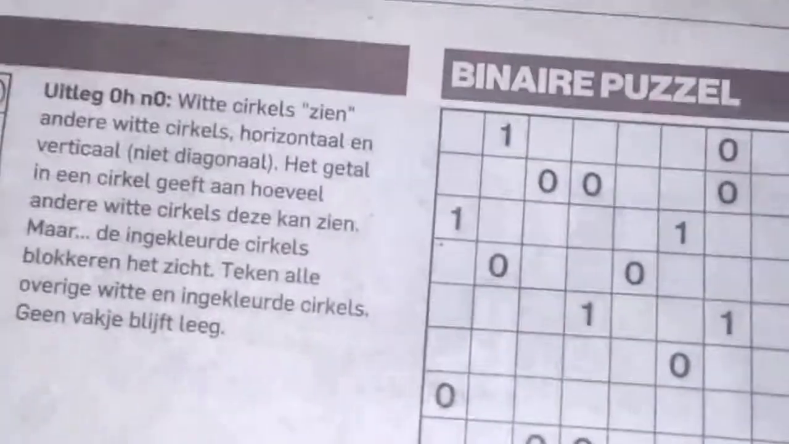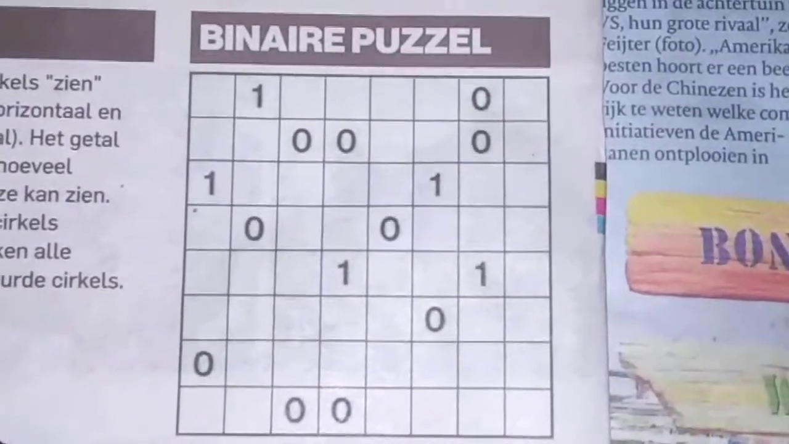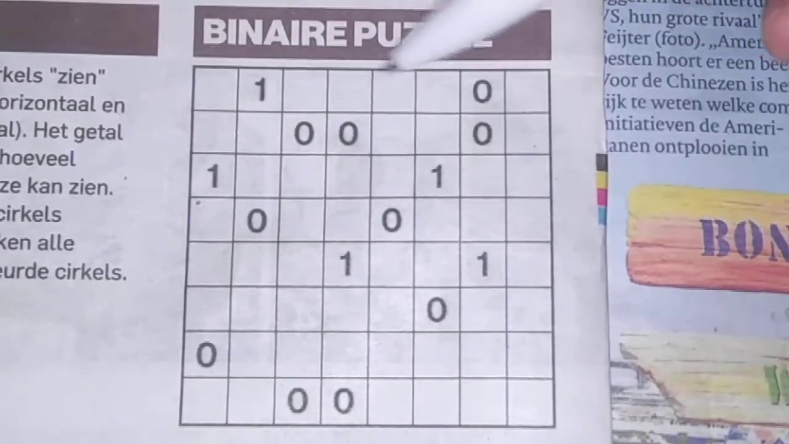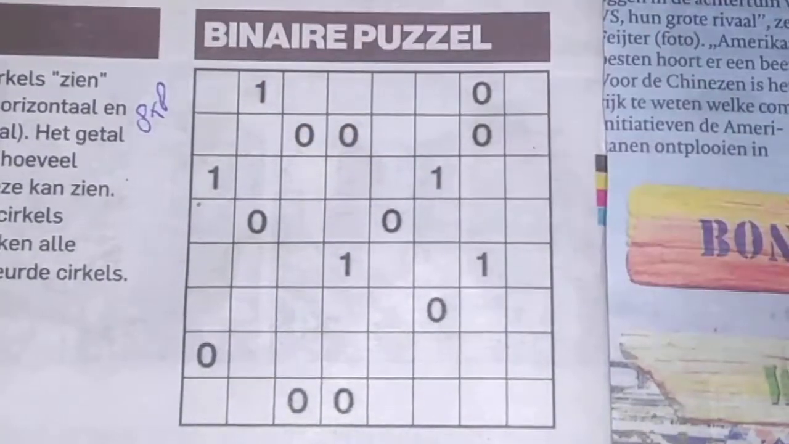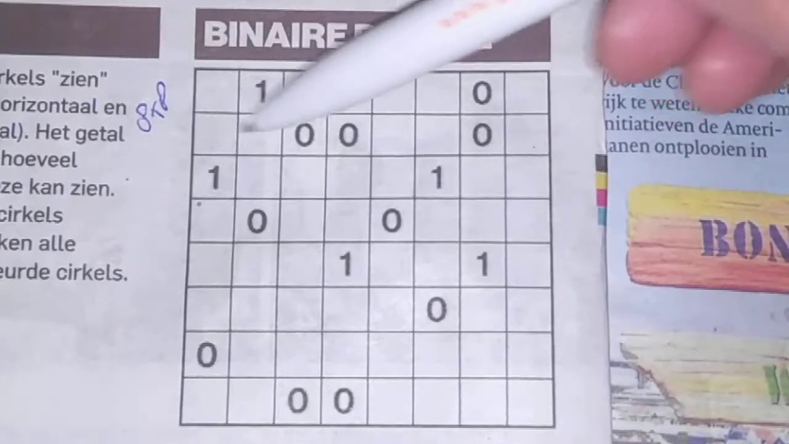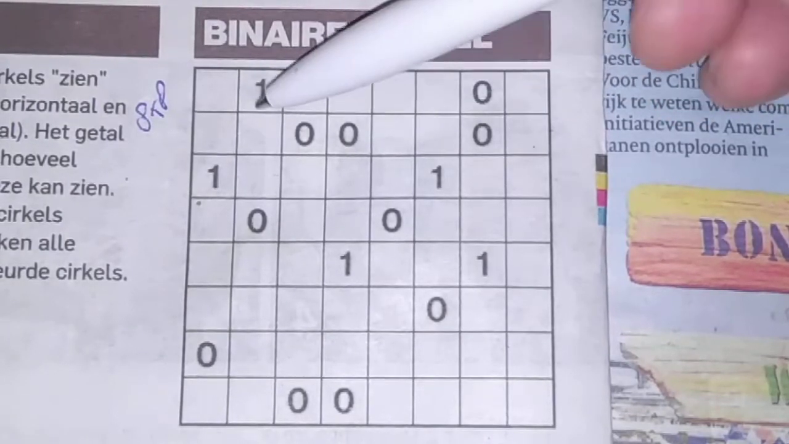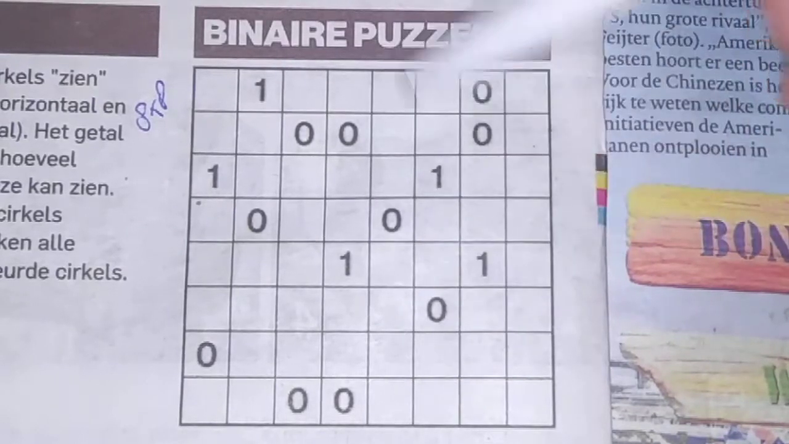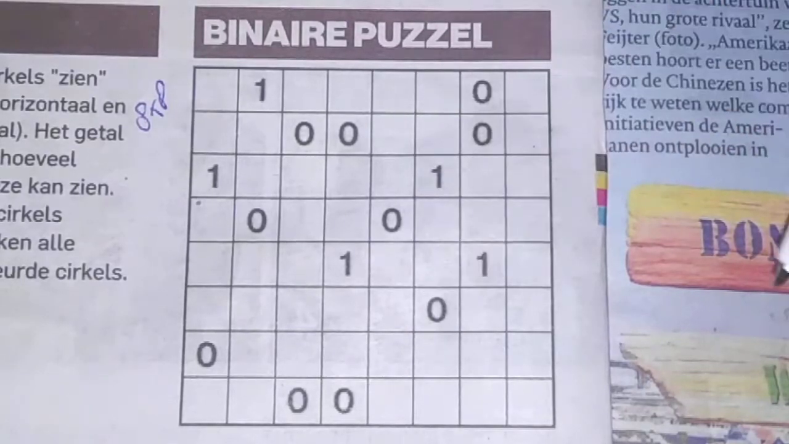Yes, it's a binary puzzle, you can see. But what kind of binary puzzle is this? So let me count the boxes. It's 1, 2, 3, 4, 5, 6, 7, 8. It's an 8 by 8 binary puzzle. That means in a row there are 4 O's and 4 ones. The same with the column. We need in a column 4 O's and 4 ones.